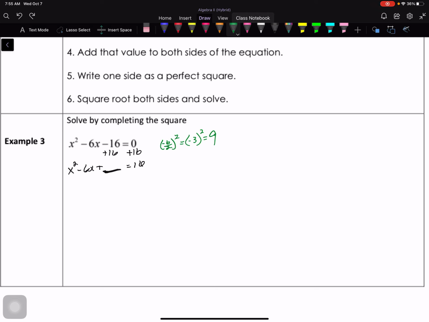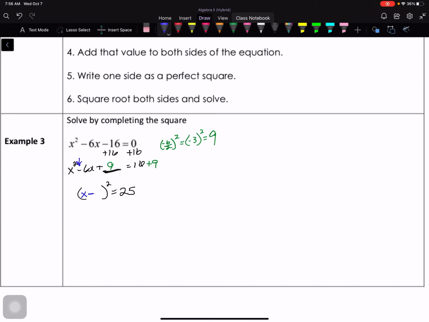So what that means is we're going to add 9 here. That's my new c value. But to balance the equation, we also have to add 9 to the other side. What you do to one side of an equation, you have to do to the other. And the reason we're doing that process is so on the left side, we can write it as a perfect square. On the right side, 16 plus 9 is 25. Just add the numbers.